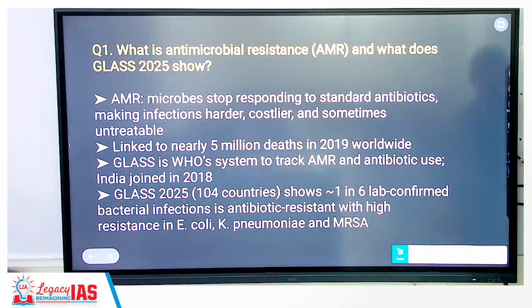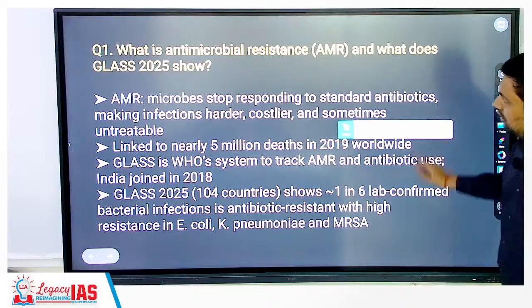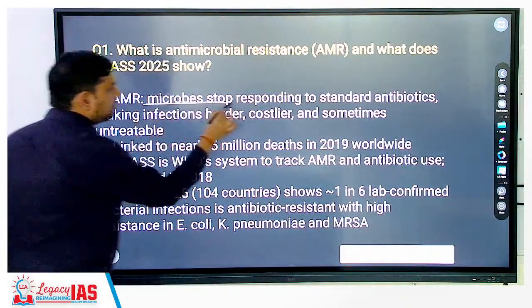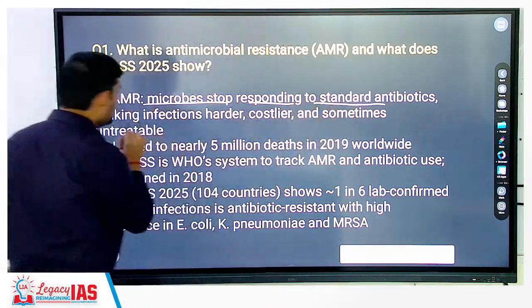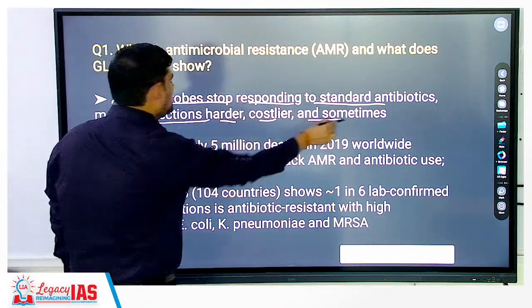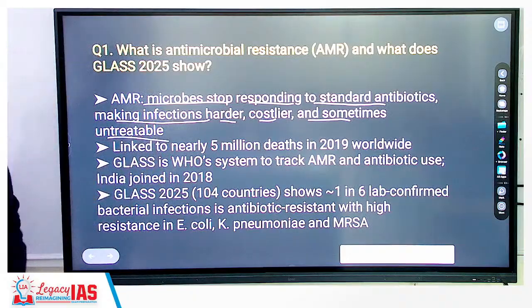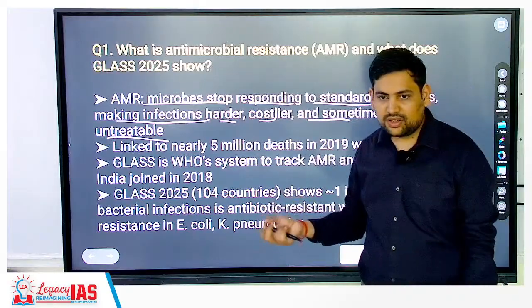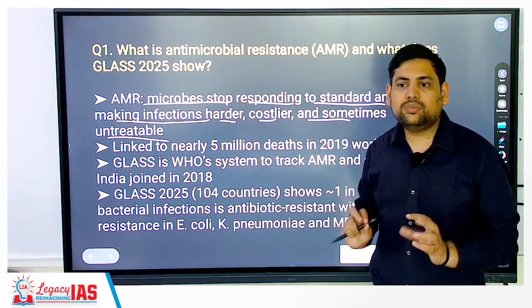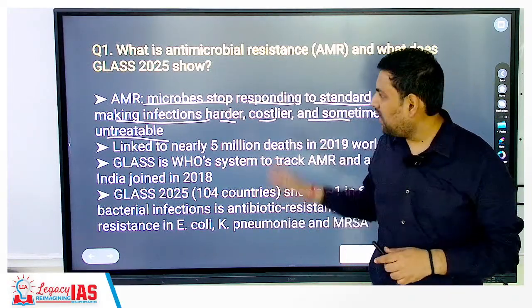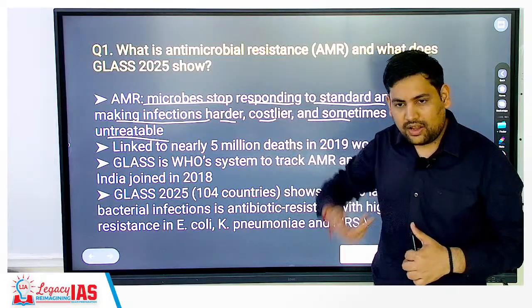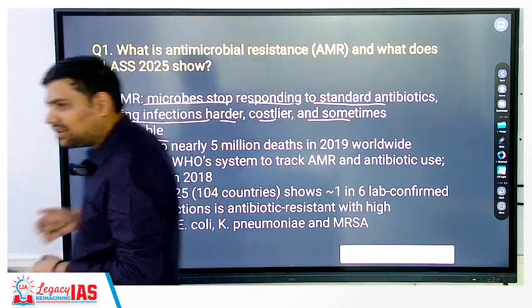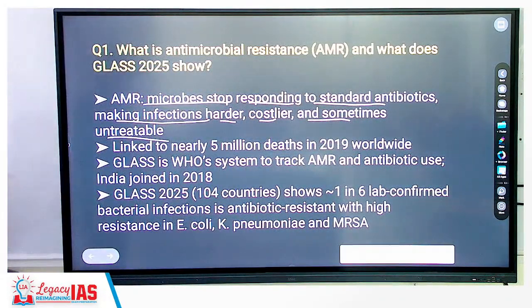So basically, what we have seen, antimicrobial resistance. So what happens? Microbes stop responding to standard antibiotics, making infections harder, costlier, and sometimes untreatable. So basically, for a particular kind of pathogen, you have certain antibiotics or drugs, you take them and it is supposed to kill it. But what is happening now? Those microbes have become resistant to all those kinds of antibiotics and they are not getting affected or killed by them. So that is antimicrobial resistance.